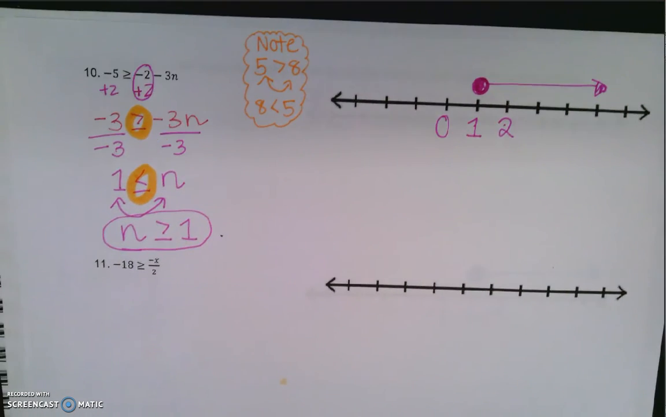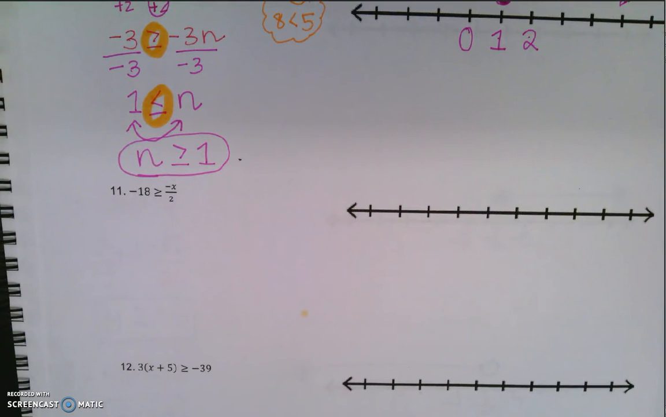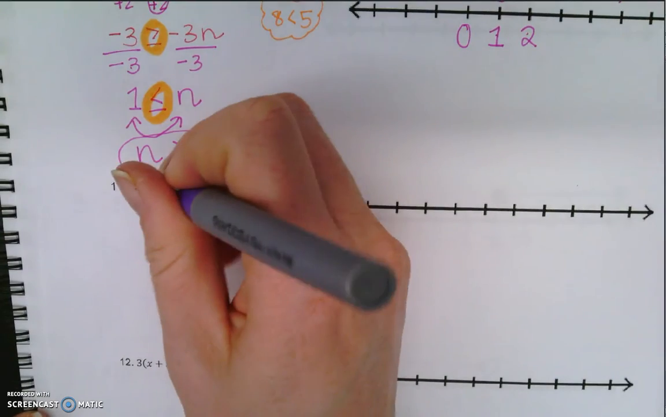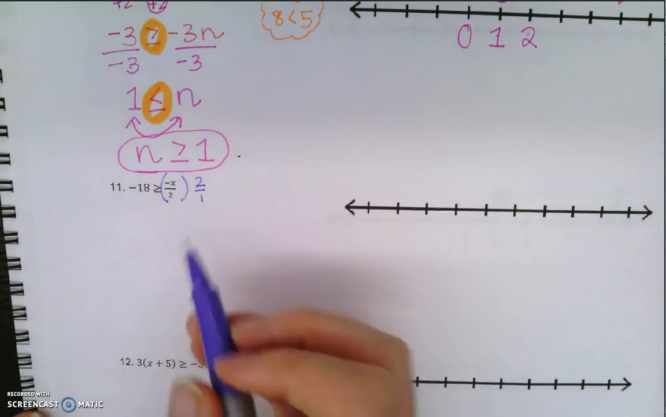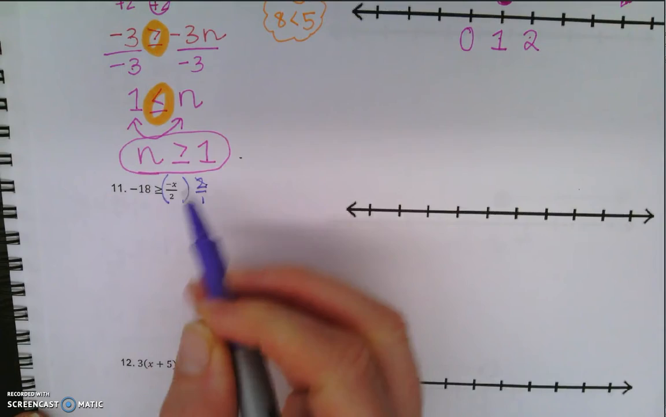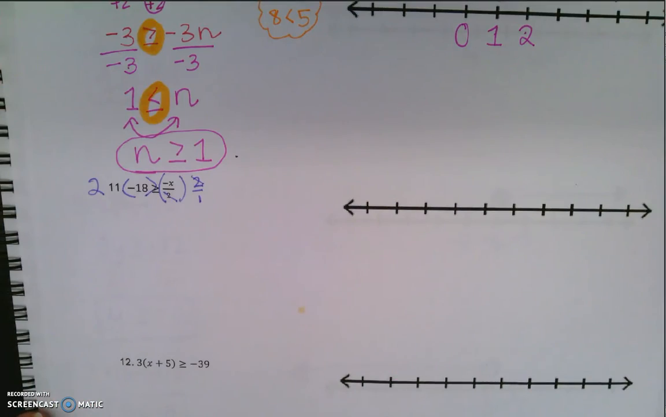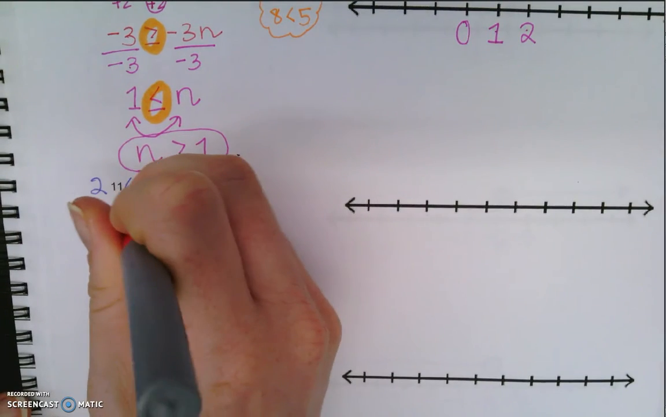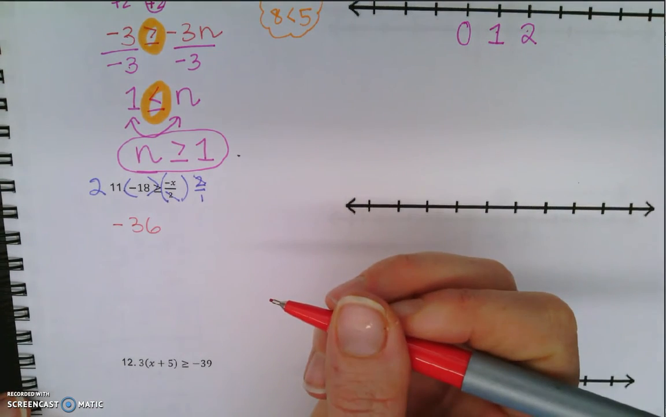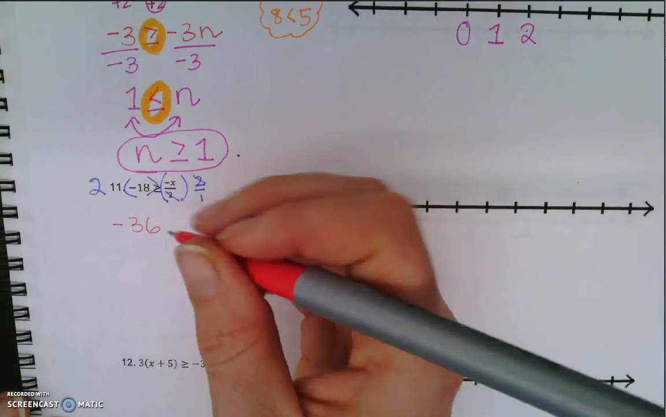Let's take a look at number 11 together. Looking at 11, I want to get x by itself. It's being divided by 2. The first thing I need to do is multiply both sides by, you're right, 2. I'm going to write it as 2 over 1 here just so my brain can see that those 2's cancel out with each other. Don't forget, whatever you do to one side, you have to do to the other. So when I multiply both of these sides by 2, I end up with negative 36. Do I need to switch my inequality symbol? No, I didn't multiply by a negative to both sides.